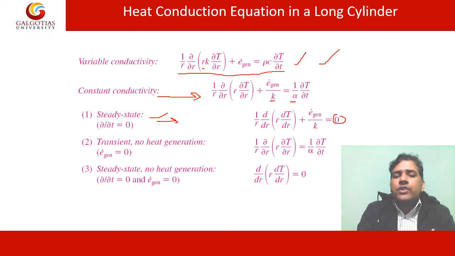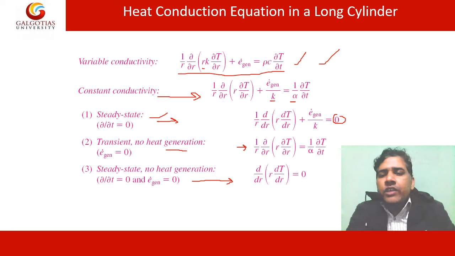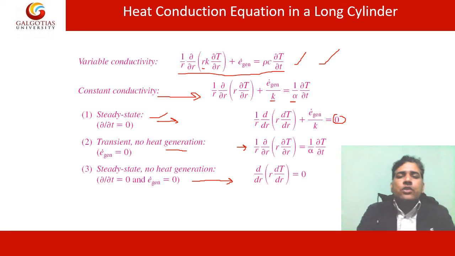This equation will be obtained if it is a transient case and no heat generation is taking place. If it is a transient case with no heat generation, then the above equation will be transformed like this. And if it is a steady state with no heat generation, then we will obtain this equation. So this is how this equation is obtained.